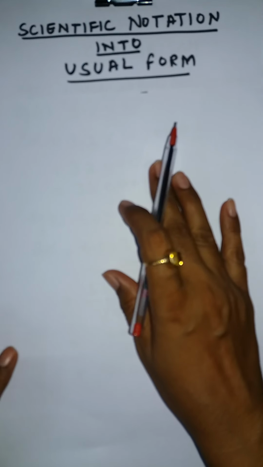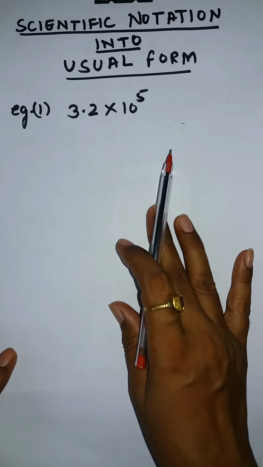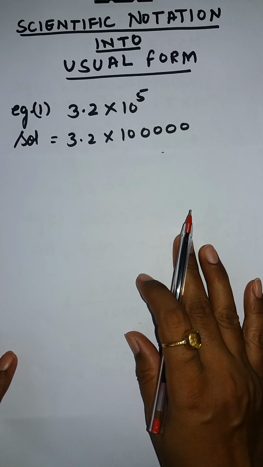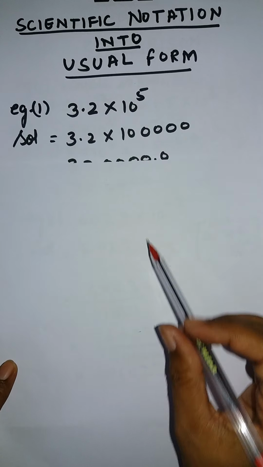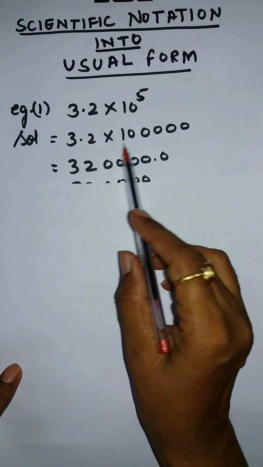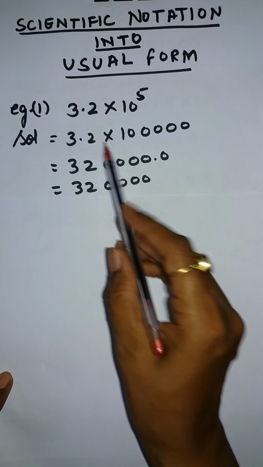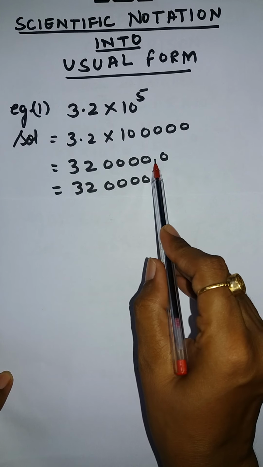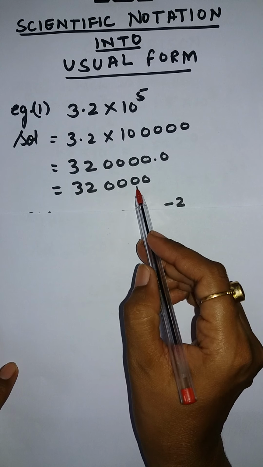Now how to write the numbers written in the scientific notation into the usual form. Let us take an example. 3.2 into 10 raised to the power 5. We know 10 raised to the power 5 can be written as 1 lakh in this way. Simple multiplication can be performed. And we know there is one decimal place, so we from right side count digits and put decimal there, because there is one decimal place. So the answer is this.